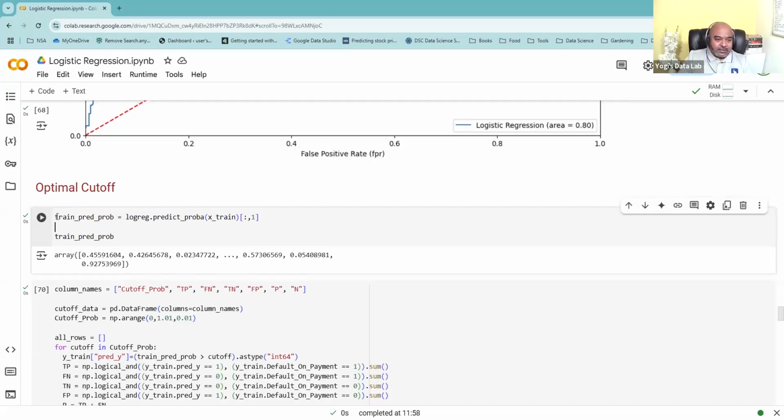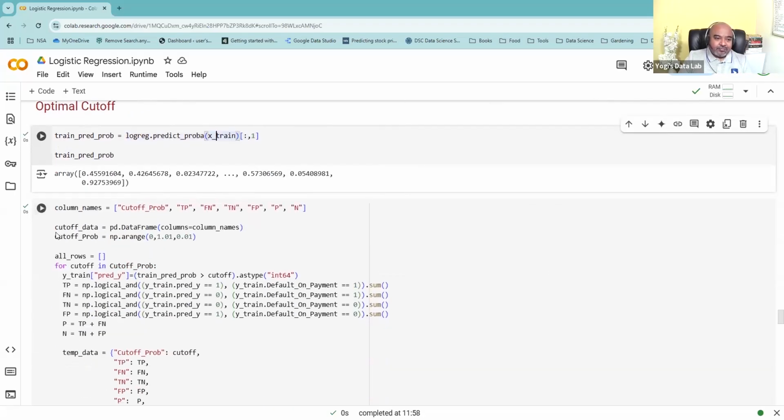Here, when you look at this, I am predicting the probability on the train set. This is how it will look. For the first record, the probability that the output is going to be a 1 is 0.4559. For the second record, the probability that the output is going to be a 1 is 0.4264. For the last record, the probability that it is going to be a 1 is 0.9275. So this is the probability being predicted for my train set.